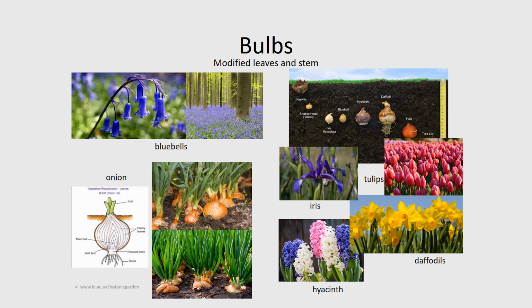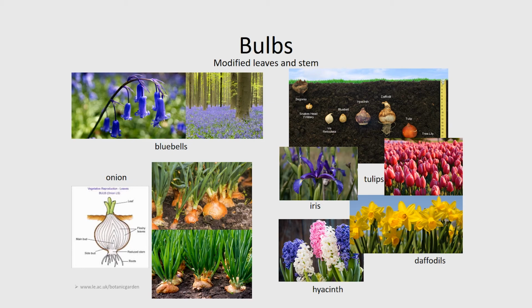Bluebells, which are pictured here, form a mass of blue in many British woodlands, and many of our spring garden flowers, such as tulips, daffodils, irises and hyacinths, are all pictured grown from bulbs. Bulbs are made of short underground stems surrounded by modified leaves. They can grow into new plants when conditions are right.